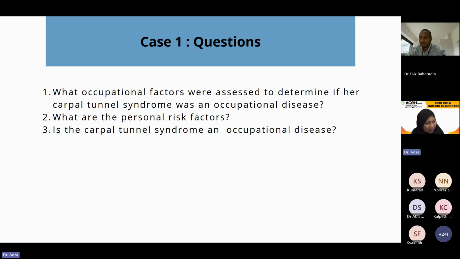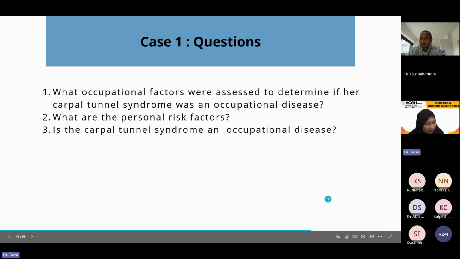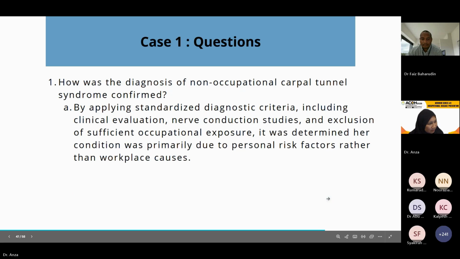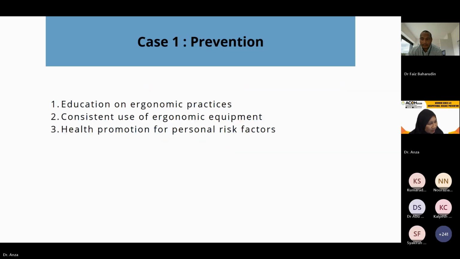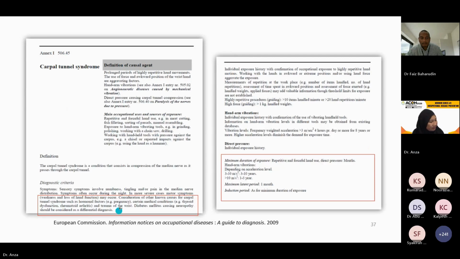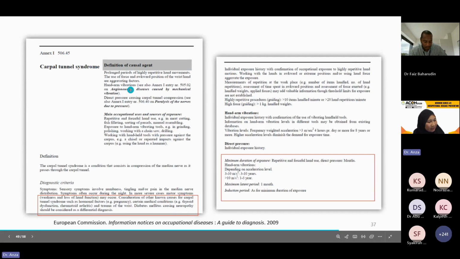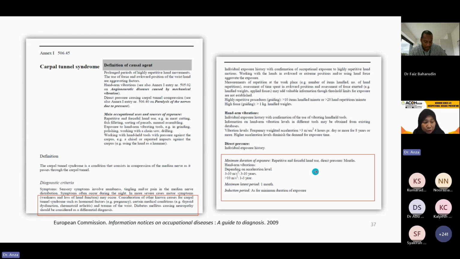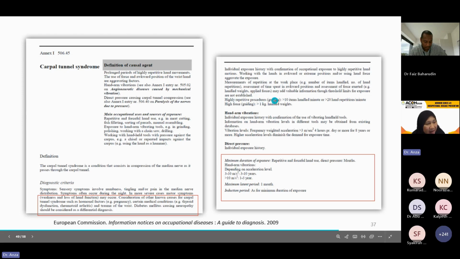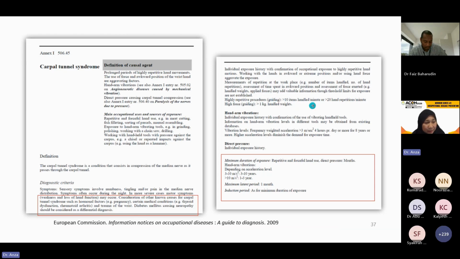Okay. Let's go back to here. Okay, so this is from EU, right? So ASEAN will be the same as well. So minimum exposure is repetitive and forceful hand use. Forceful. The key words here are repetitive and forceful. So this is the criteria, and this is the criteria. Highly repetitive, 10 items handled per minute or 20 repetitions per minute, and high force.